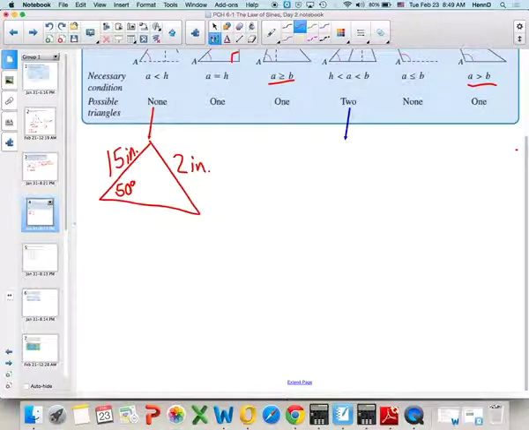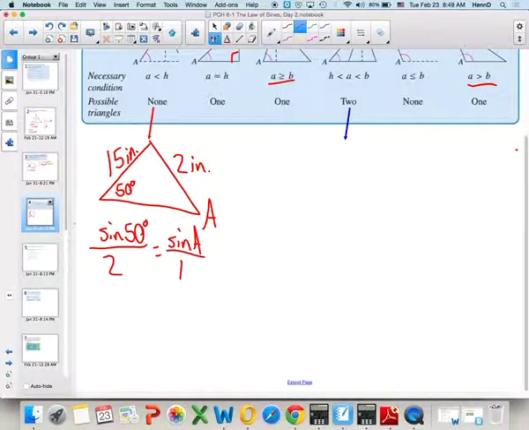Now, naturally, we would want to try to find this angle right here next, right? And it doesn't matter what these are labeled, so I'll just label this angle A. How would I set up the law of sines to try to solve this? Sine of 50 over 2 equals sine of A over 15. Good.